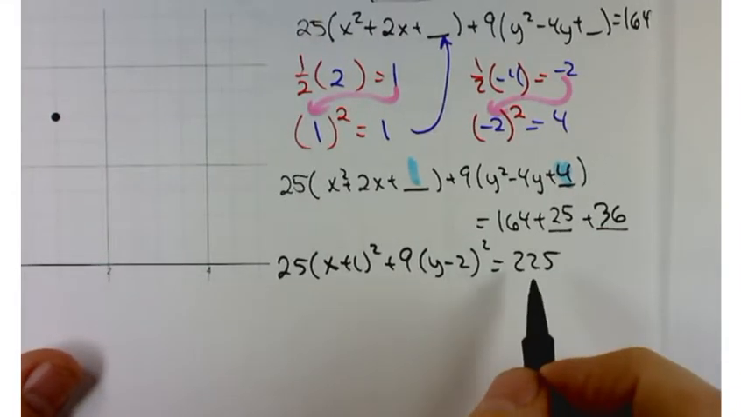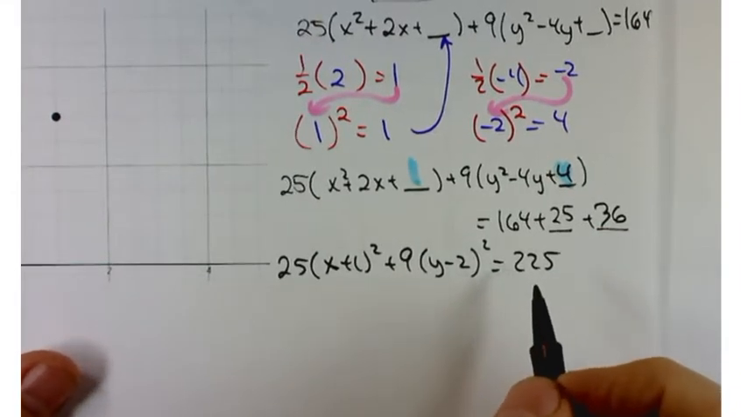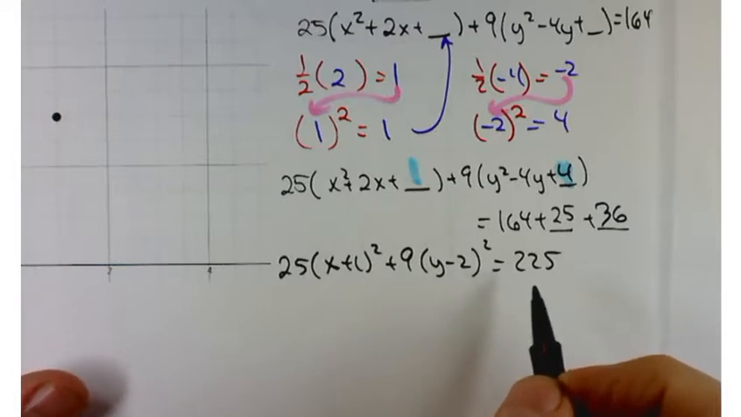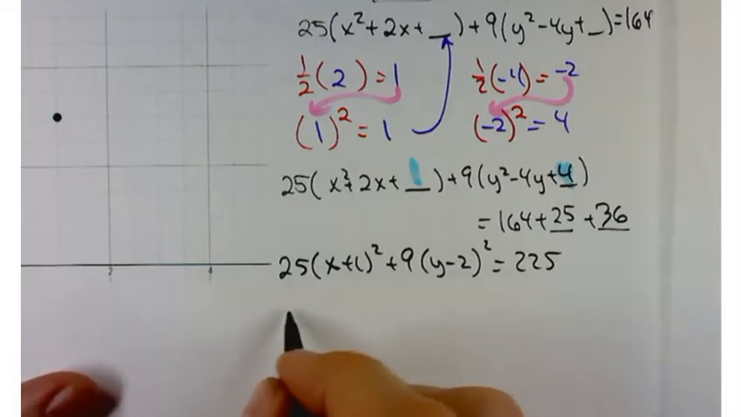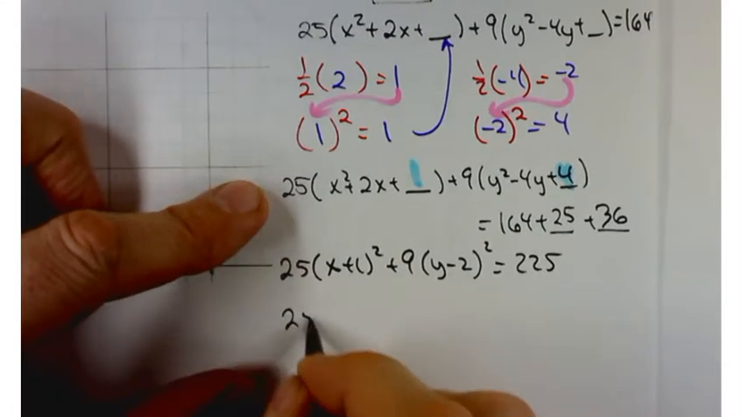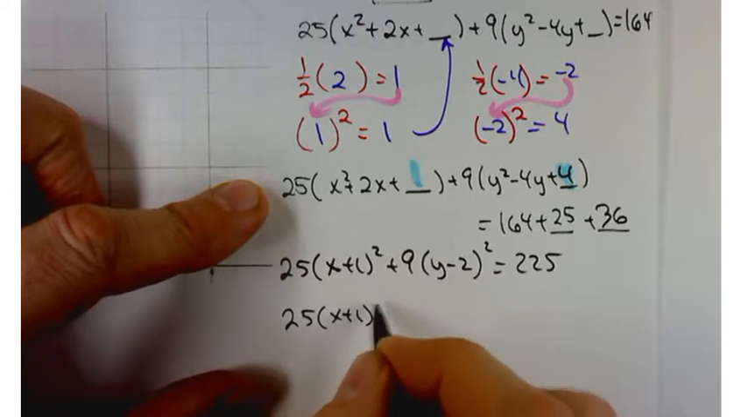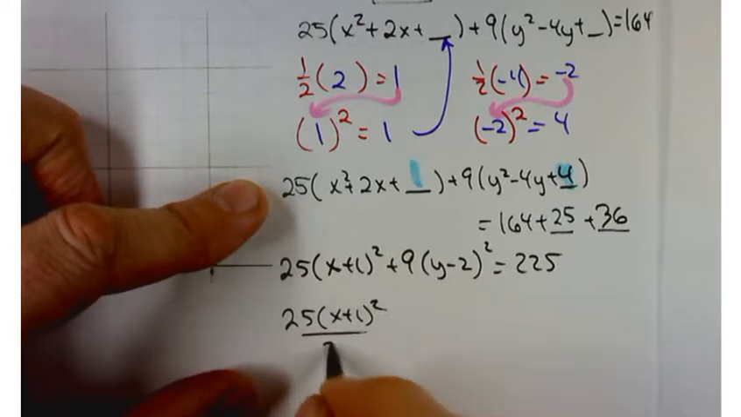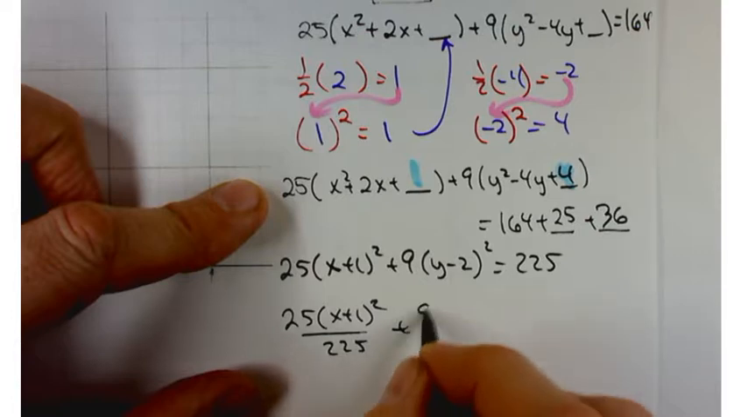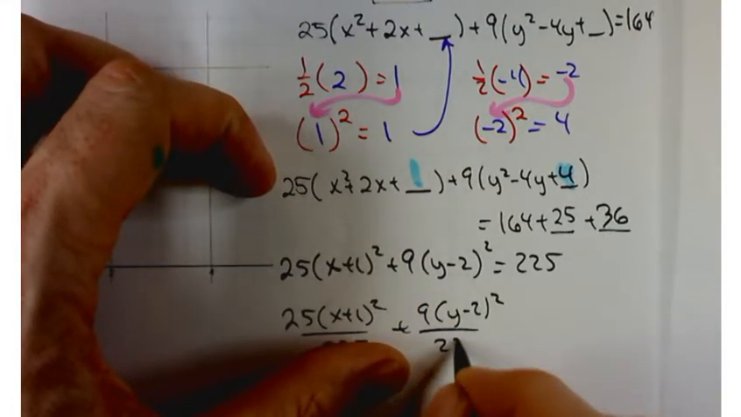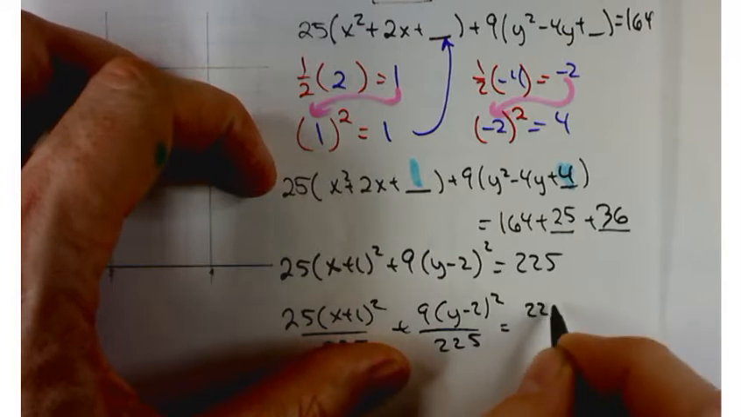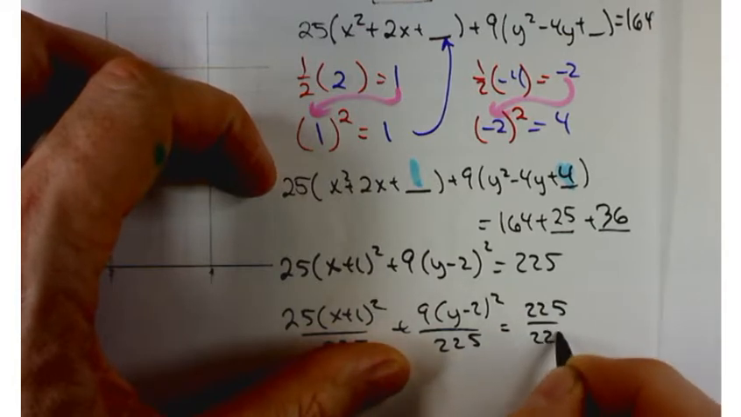This is not in our standard form here yet. So what could I do to put it in my standard form? Divide by 225. So that's going to be 25 times x plus 1 squared over 225 plus 9 times y minus 2 squared. Again, over 225 is 225 divided by 225.